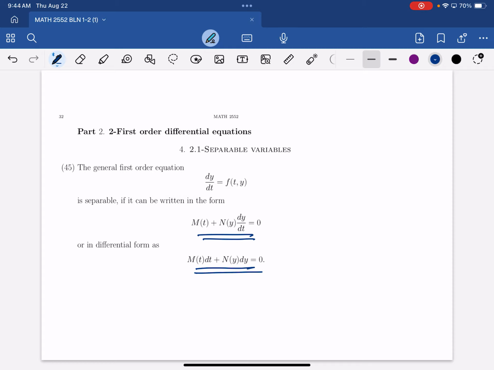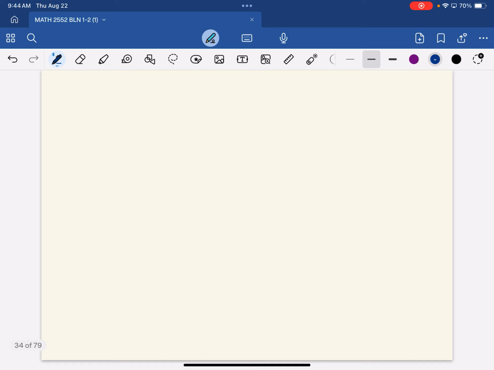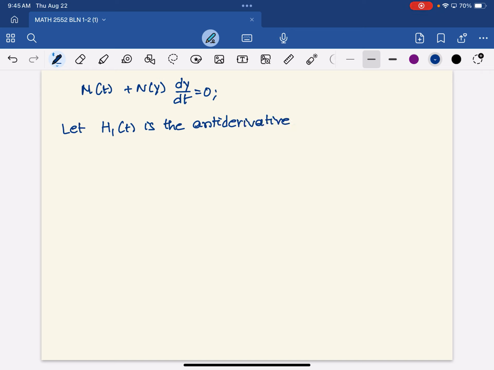Now, what is the mathematical justification? If you look at M(t) plus N(y) times dy/dt equals 0, you can assume that h1(t) is the antiderivative of the function M(t). M(t) means it's a pure function of t; there are no y terms in it. N(y) means it's a pure function of y; there are no t terms in it. So let h2(y) be the antiderivative of the function N(y).